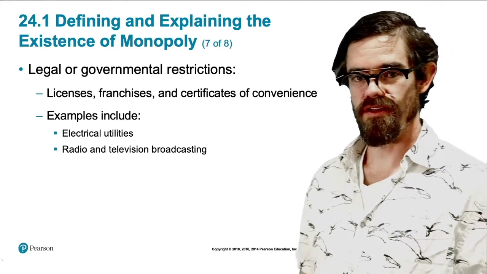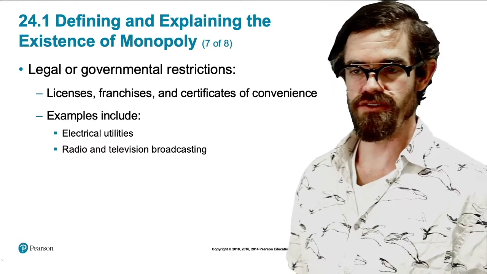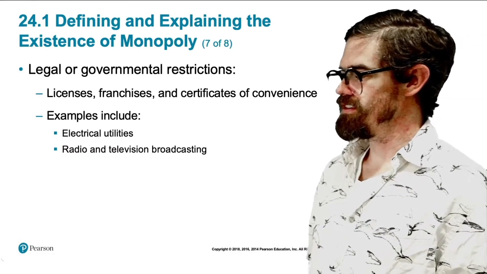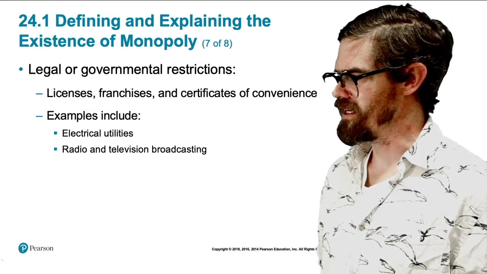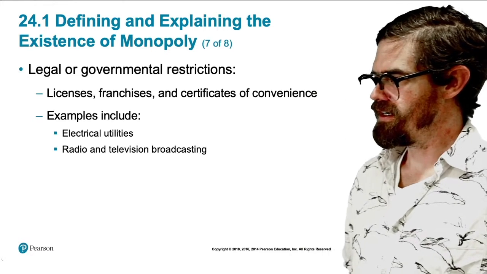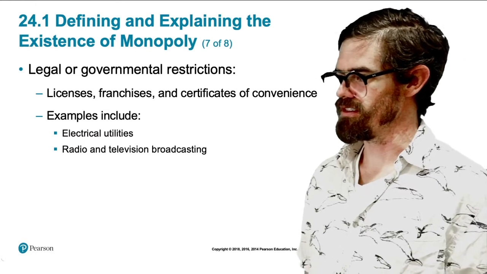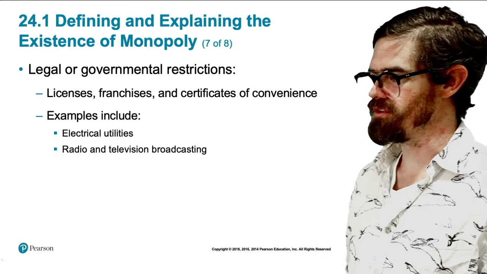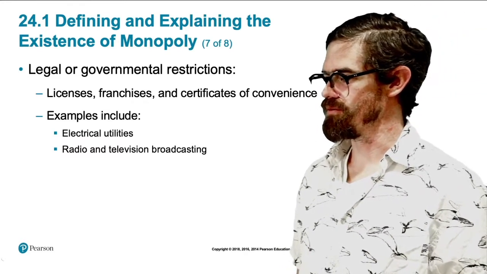Franchises, same kind of thing. You cannot own and operate a McDonald's without a franchise, for example. Certificates of convenience. I'm actually not sure what those are, but I'm guessing they're similar to licenses and franchises. And so here are some examples: electrical utilities, radio and television broadcasting. Those are okay examples. I think doctors are a pretty clear example. So yeah, there are some legal and government restrictions.